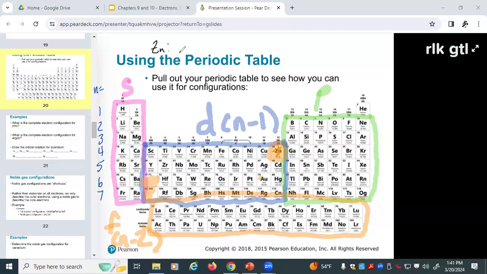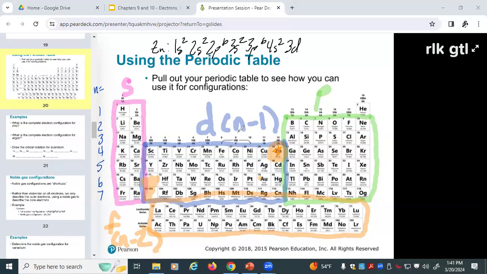So for zinc, I have, starting at the top, 1s2. After that, it's 2s2, then 2p6, then 3s2, then 3p6, then 4s2. Then it's 3d. Again, it's 3d because even though this is the fourth energy level, for the d, we take one away. So it's 3 and then d.